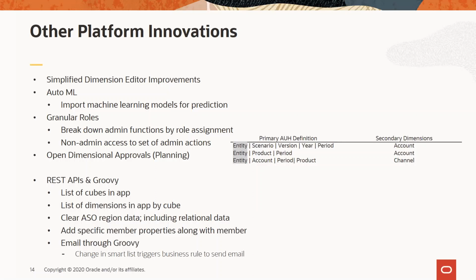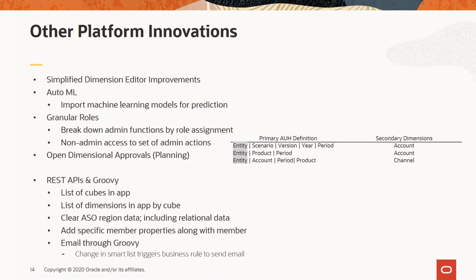based approval hierarchies so that you can define, for example, an entity hierarchy, which is purely based on your line of business, your product, and your period. And then your secondary dimension can be account, for example, right? So those are examples I give you of that really flexes your approvals much more.